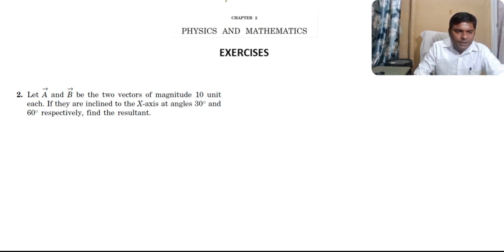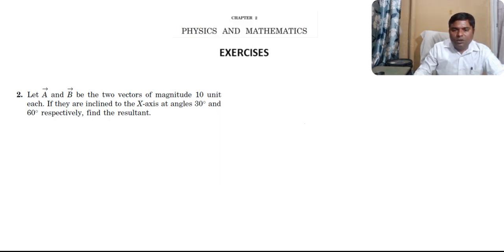The question here is from H.C. Verma, Chapter 2, Physics and Mathematics, exercise problem. The question says: let vector A and vector B be two vectors of magnitude 10 units each. If they are inclined to the x-axis at an angle of 30 degrees and 60 degrees respectively, find the resultant. I hope the question is clear to you now.